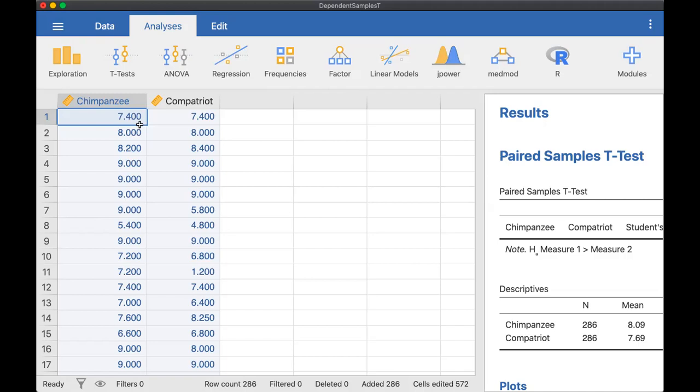Now, in one condition, the entity who was denied money was a chimpanzee, and in the other condition, the entity who was denied money was a compatriot, so a human from the donor's own country.